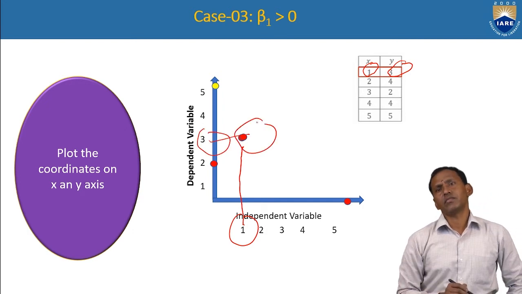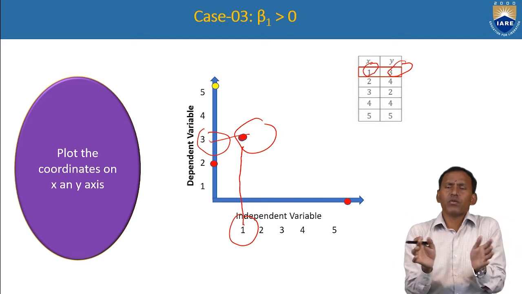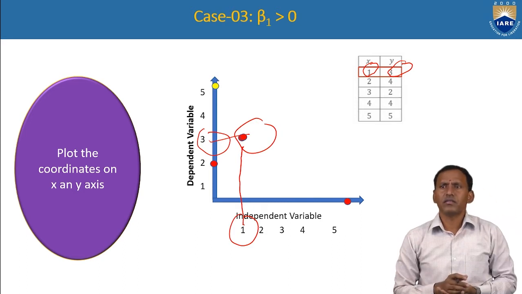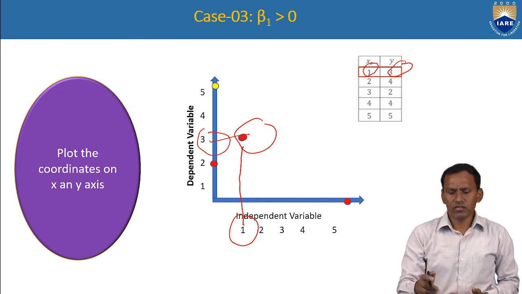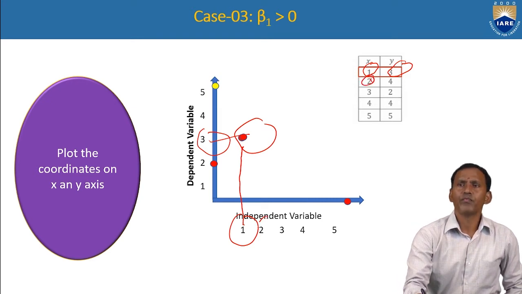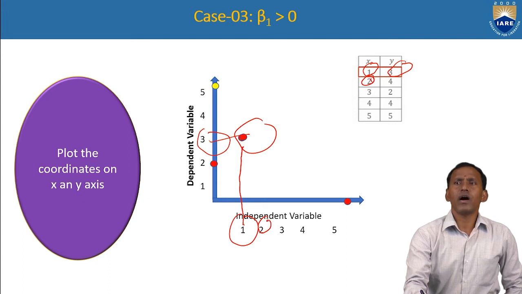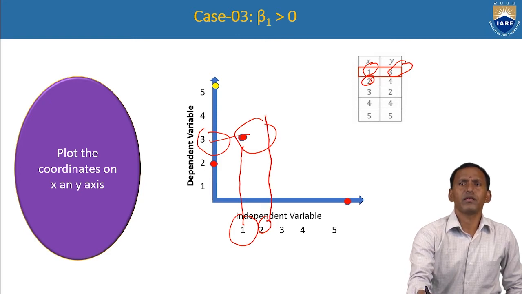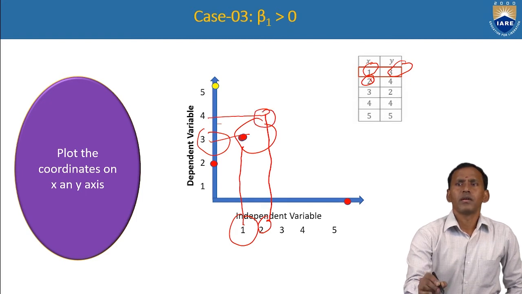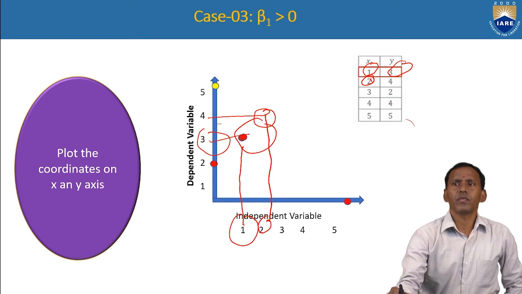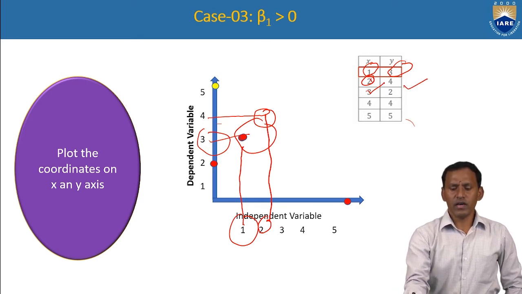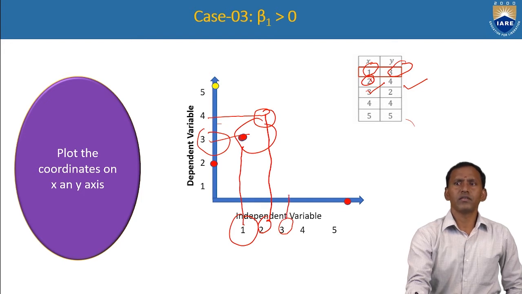Now both are plotted. Like this we have to plot all the data points on these x and y coordinates. Now take the second point. For example, here x is 2, and what about the y value? 4. Yes, it will increase to here. The next one, x value is 3 and y value is 2.